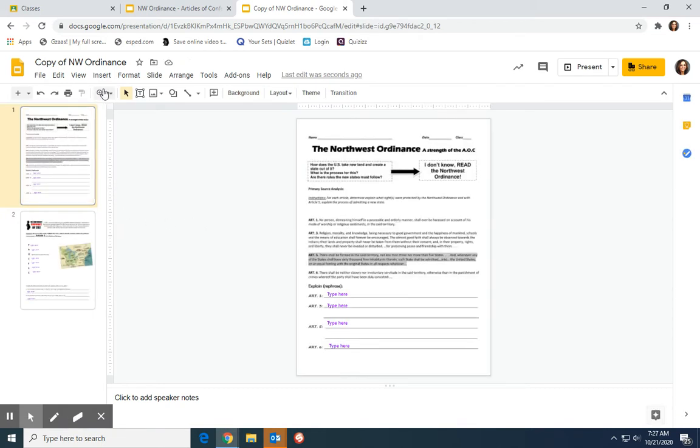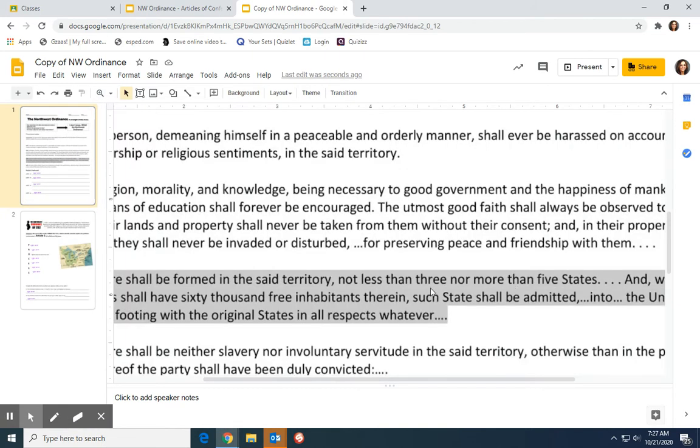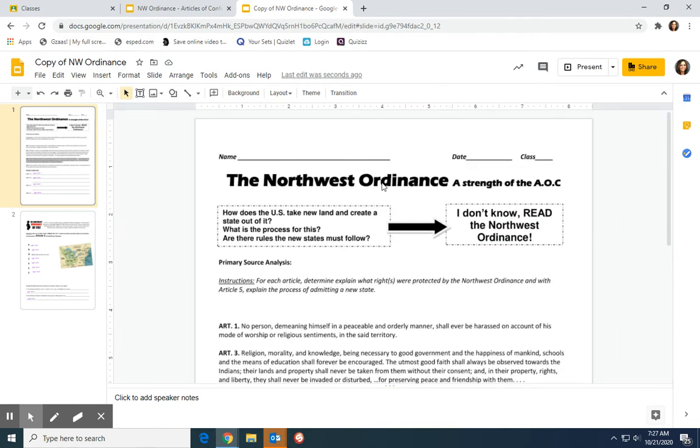All right, so we're going to click here for our assignment, make a copy. Here we go. So I'm going to make my screen bigger. Not that big. Okay, so the Northwest Ordinance. How does the United States take new land and create a state out of it? What's the process? Are there rules for the new states? Well, I don't know. We're going to read the Northwest Ordinance to find out. That is the point of the Northwest Ordinance.